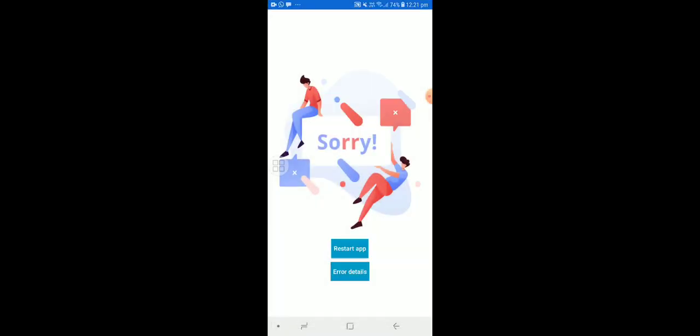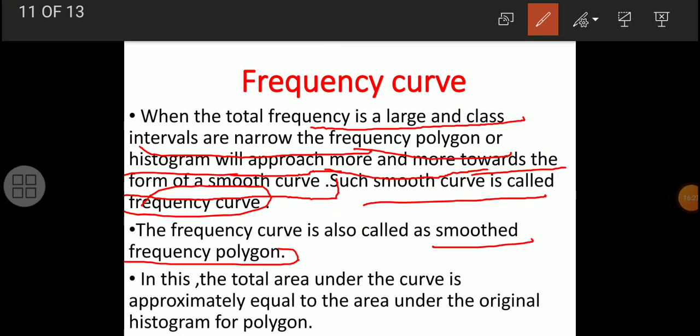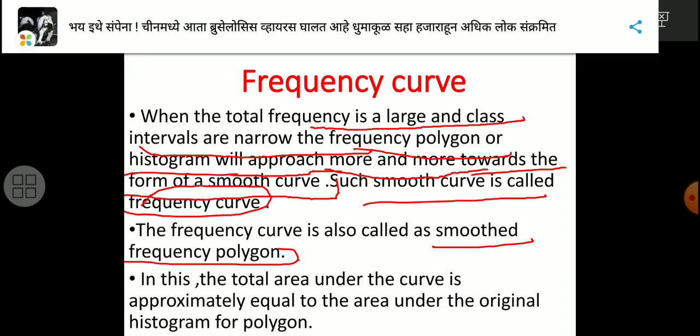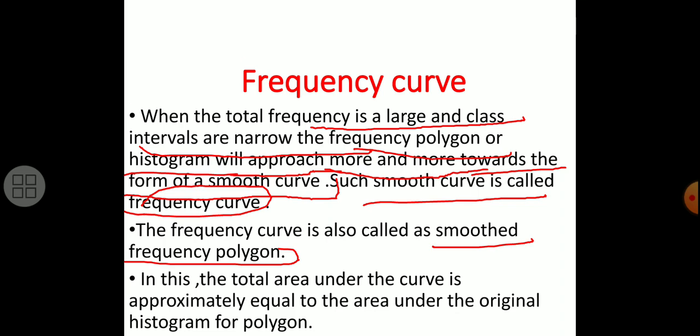Students, keep in mind, the frequency curve and frequency polygon have some similarities. The frequency curve is also called a smooth frequency polygon actually, but the curve has not straight lines joined between the two midpoints, but is joined by a smooth curve. In this, the total area under the curve is approximately equal to the area under the original histogram or polygon.